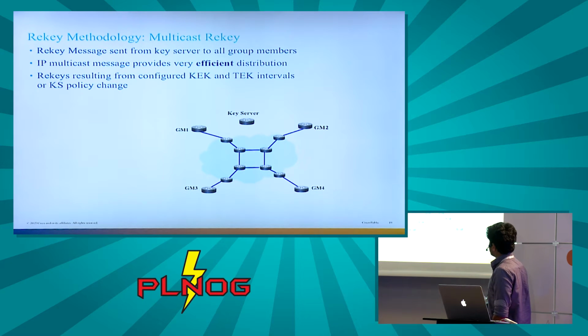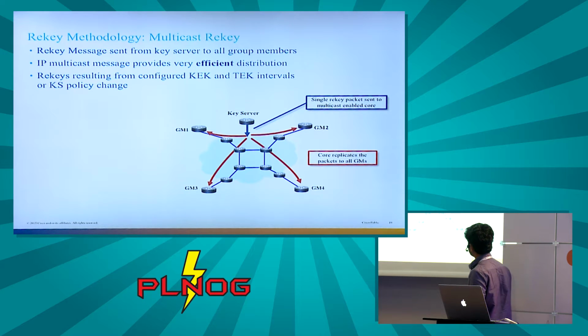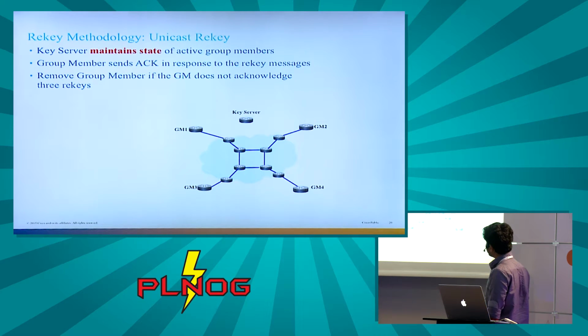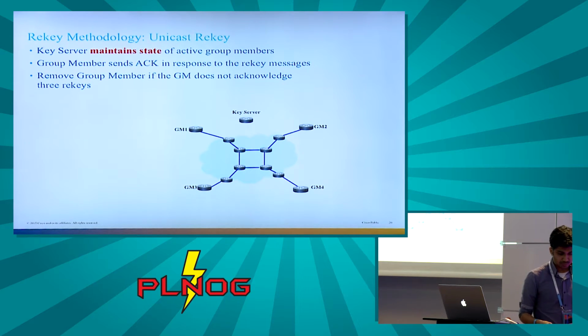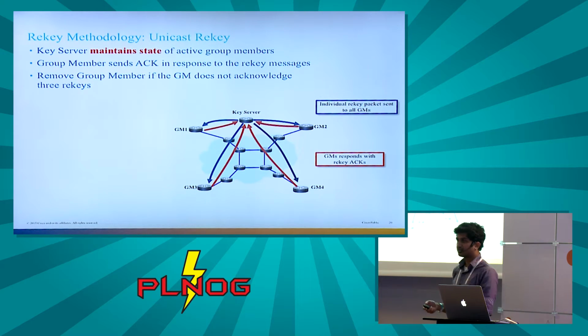Rekey methodology, we've spoken about it. The key server sends a multicast rekey, it goes to all the group members, and they're good to go. In case of unicast rekey, the key server maintains a state for each of the group members and expects an acknowledgement. If the acknowledgement is not received, it retransmits for a configurable amount of time. And if it doesn't get 3 consecutive ACKs, then we delete the group member.